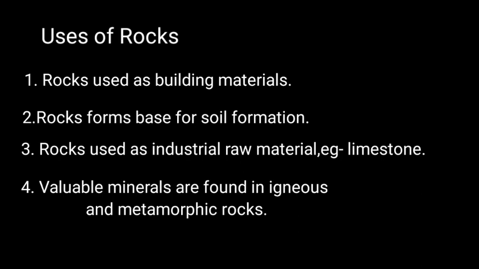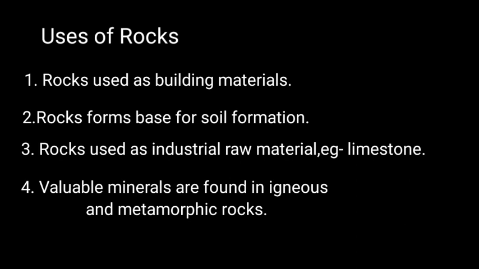Number 1, rocks are used as a building material, like for the construction of houses, roads, etc. Number 2, rock forms the base material for the formation of soil. Therefore, soil type depends on the type of rock. For example, black cotton soil or regur soil is formed by disintegration of the black colored basalt. So this is how soils are formed from the disintegration of rock.